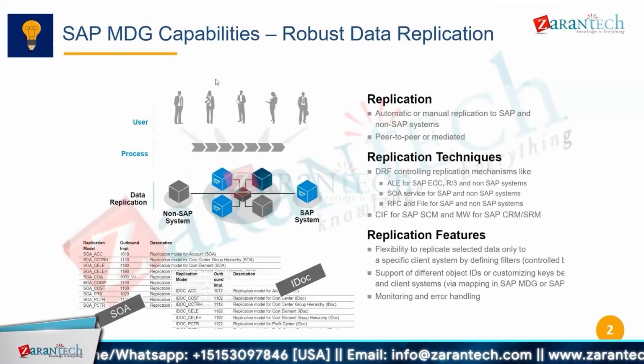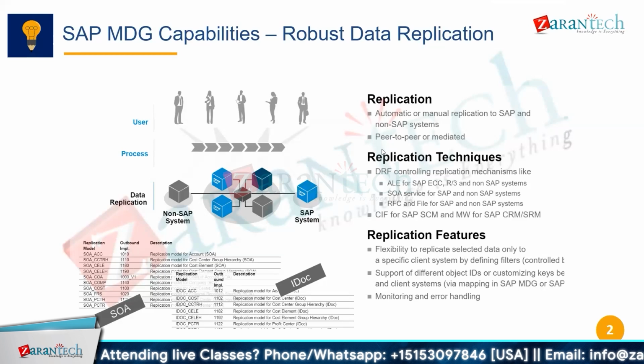Okay. So this is the replication. Automatic or manual replication, as I showed you in the edition creation. A non-SAP system, peer-to-peer replication techniques. So you will have a DRF controlling replication. Sorry, this is something different. Manual replication, I'll show you in the system. And EALV for SAP and non-SAP, SOA manager and FC.